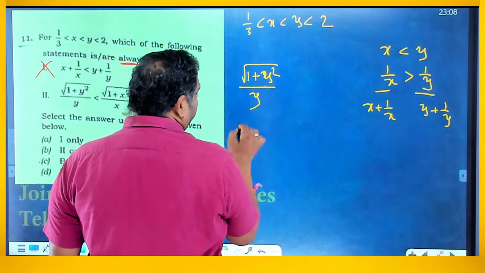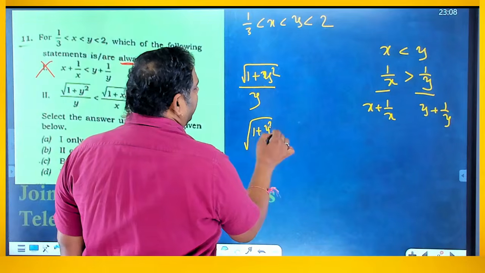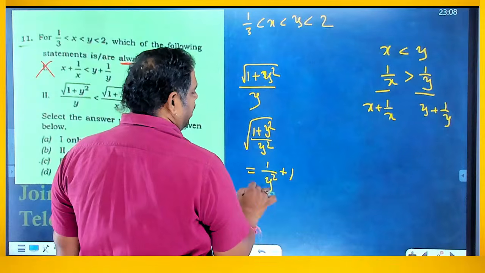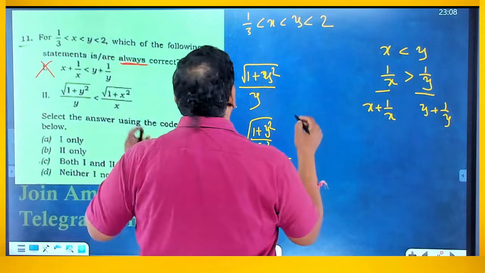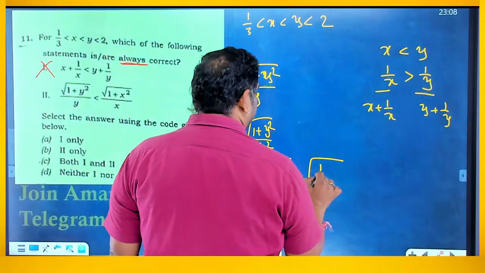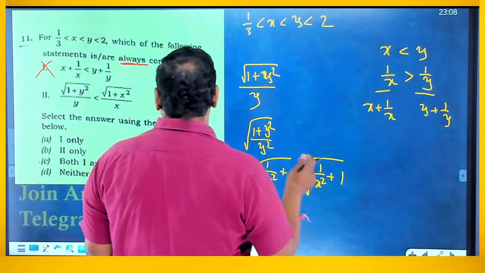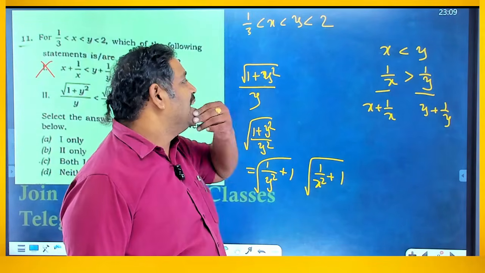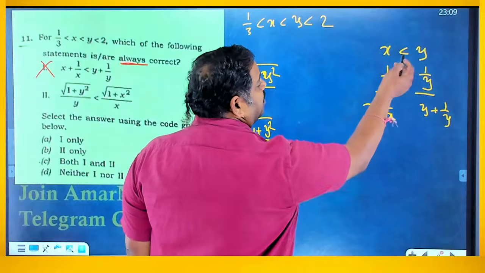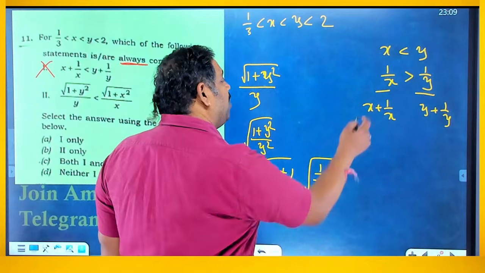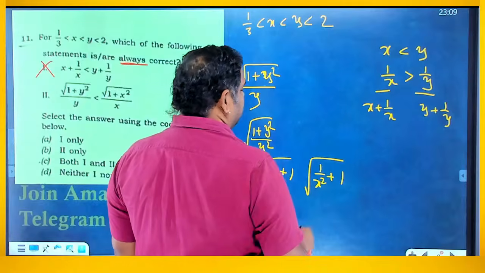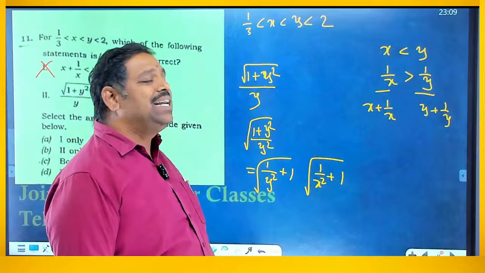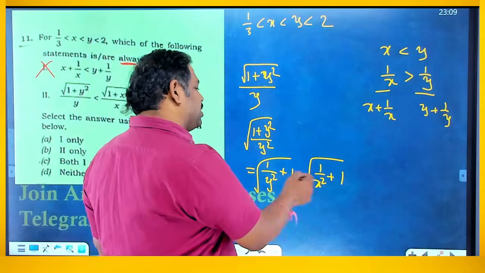Okay, means move the y into the root, 1 plus y square by y square, right? So it will be 1 by y square plus 1 under root. Okay, next one, same to same, right? Root over 1 by x square plus 1, right or wrong here? Which is greater, which is smaller, he is asking. If you observe, it is not about x and y, it is about 1 by x and 1 by y. 1 by x is greater than 1 by y, right? Okay, so that's why this is okay.